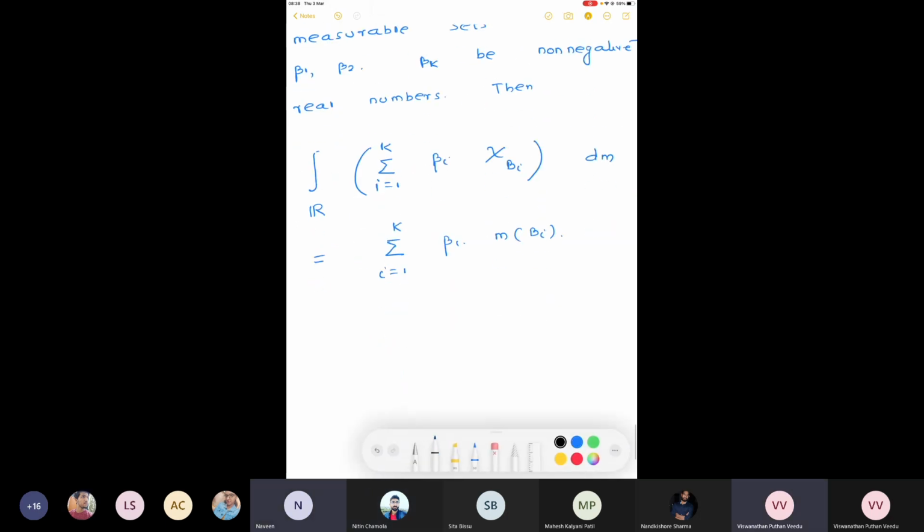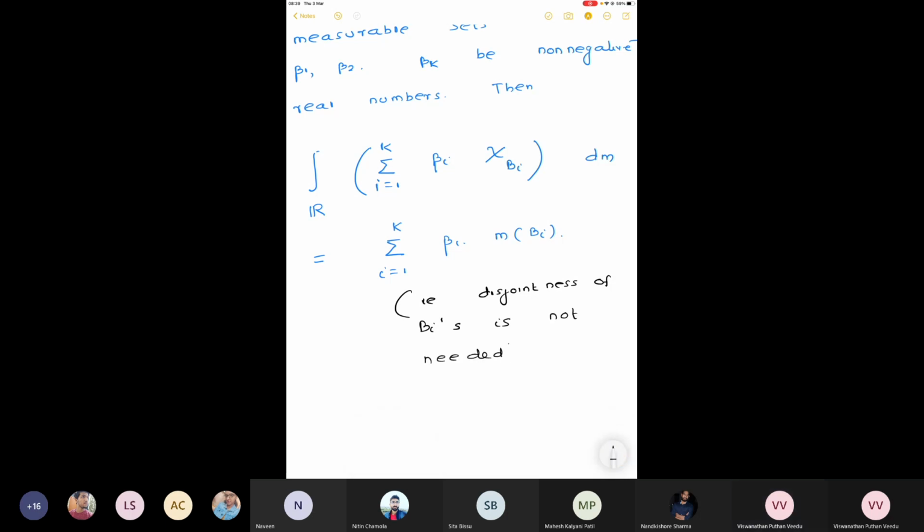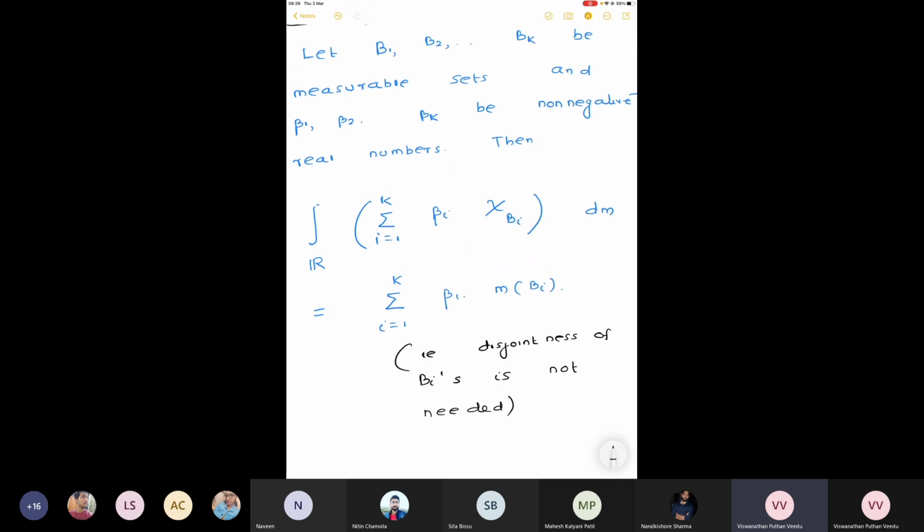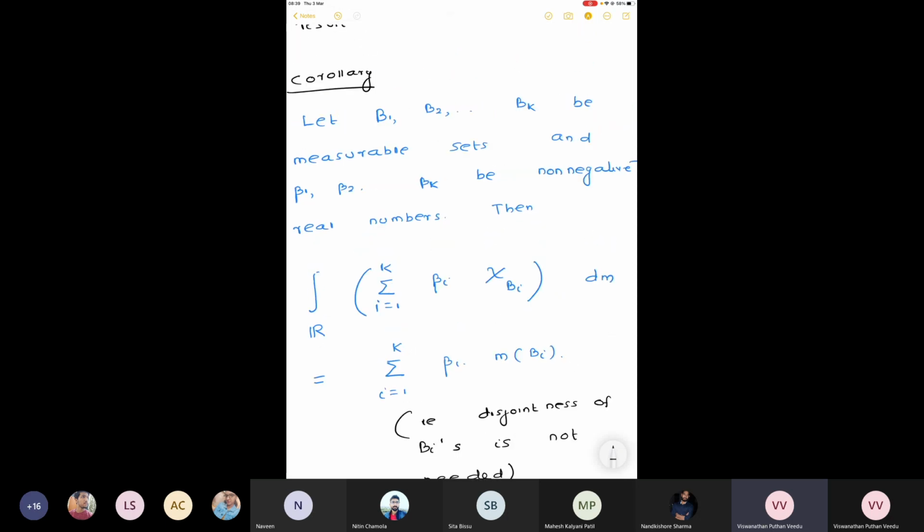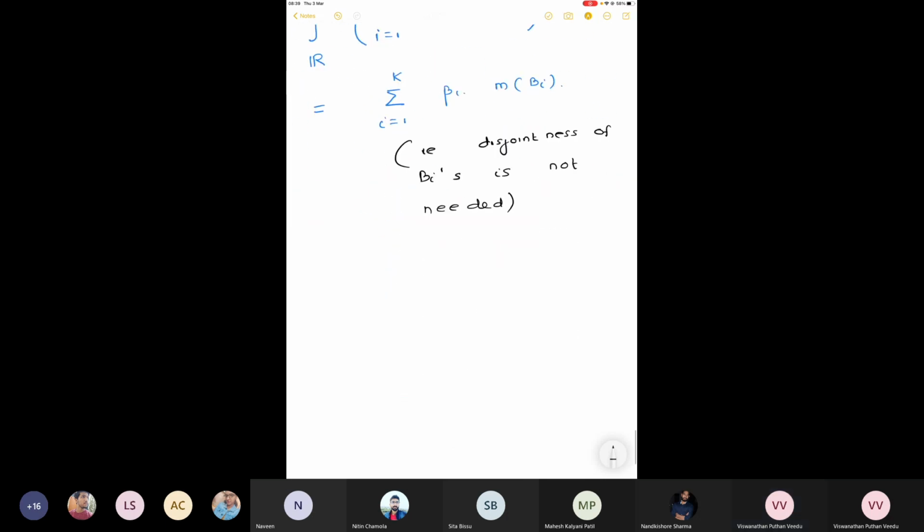Disjointness of the B_i's is not needed to define the integral. So now we have improved a lot from canonical form to any form in which beta 1, beta 2, etc., beta k need not be distinct, and B1, B2, B3, etc., Bk need not be disjoint. Okay. Proof.